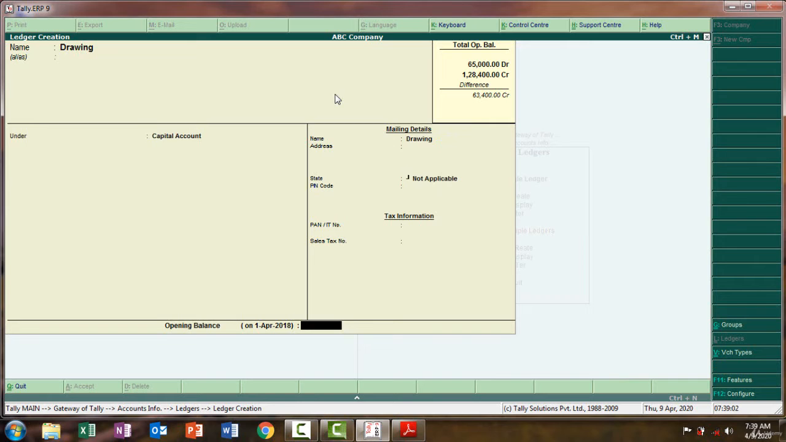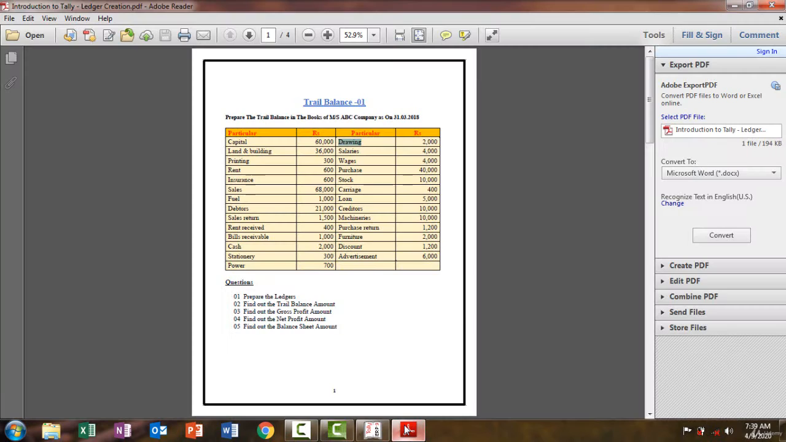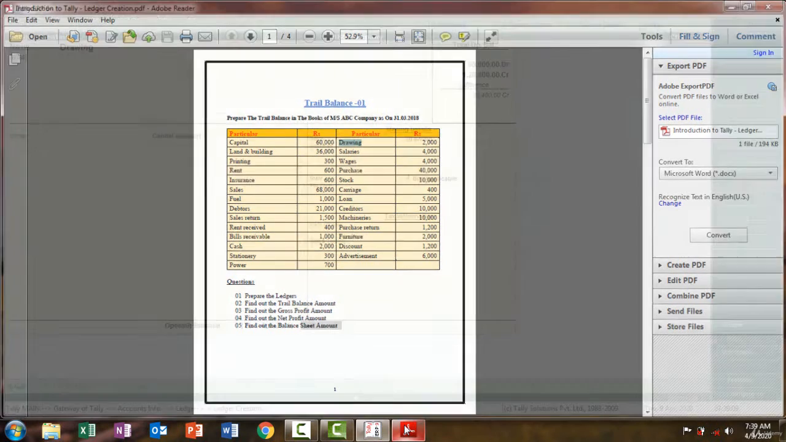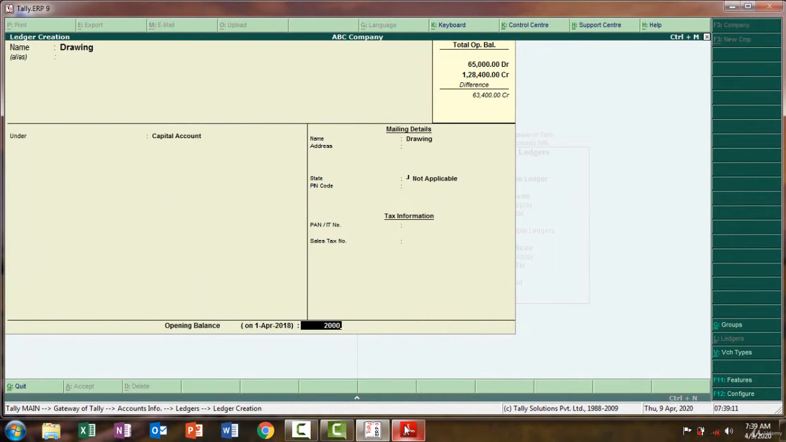So the amount is 2000. I'm going to put 2000. Capital account is always credit, but it should be deducted, so I'm going to type debit. Debit, right? If you press D, it will accept debit, and then okay, yes, enter key.